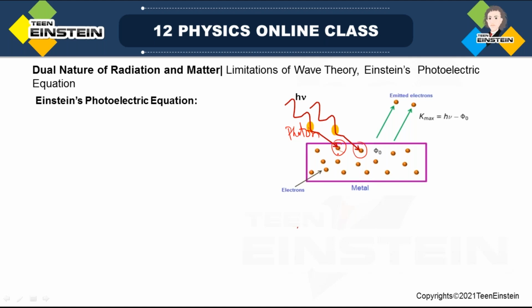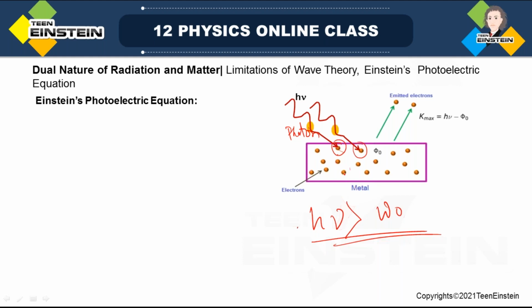When collision happens between the photon and the electron, the energy of the photon will be imparted to this electron, and if that energy, suppose h nu, is sufficient, in the sense that it is greater than the work function, then what happens? So if the energy of the incident radiation is greater than the work function, then what happens?